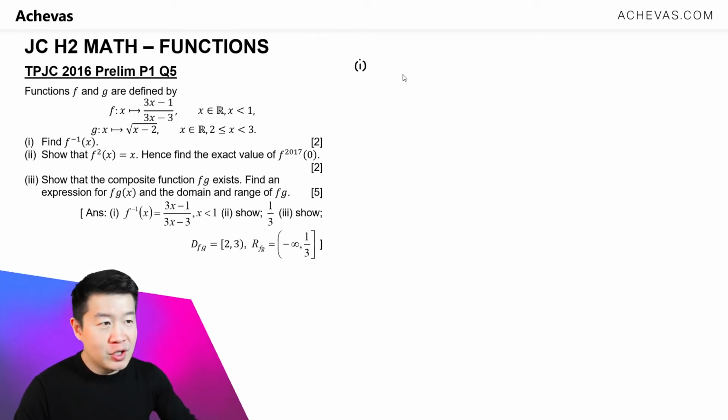So if I were to sketch out the graph, this is going to be the x-axis. My y-axis is going to be, let's say, here. For this, there's going to be a horizontal asymptote of 3 over 3. So the horizontal asymptote is 1. So let me draw in the horizontal asymptote. And this is y is equal to 1.